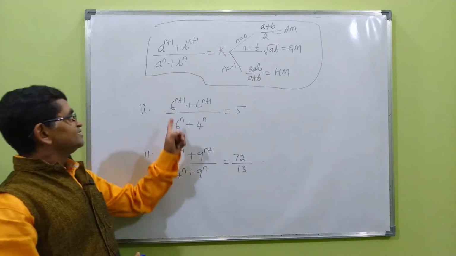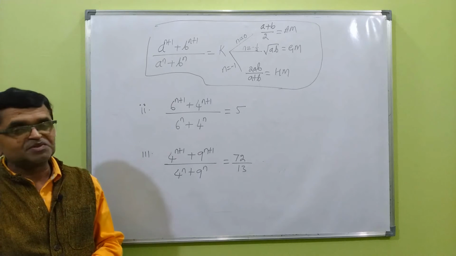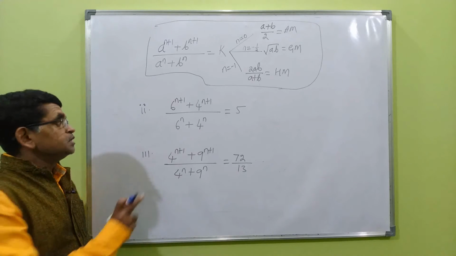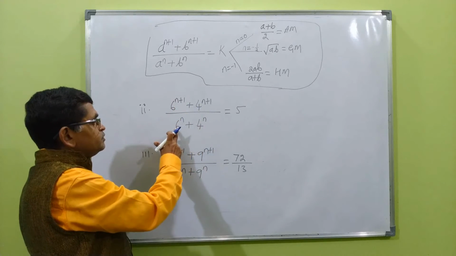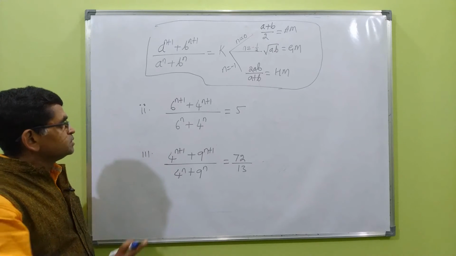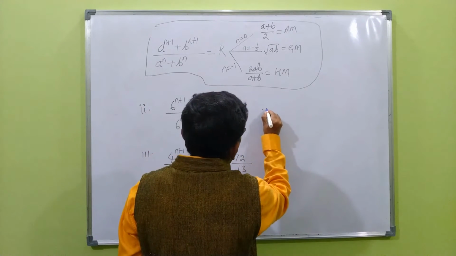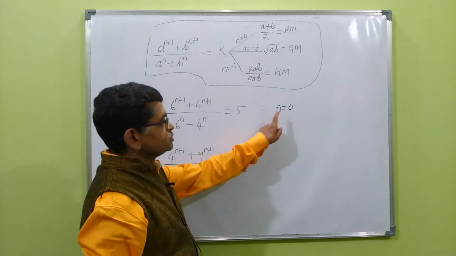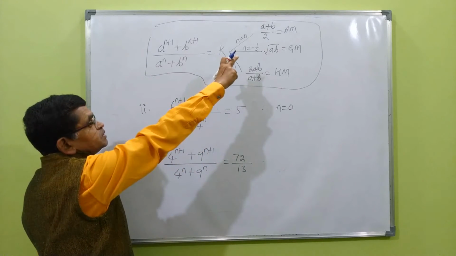See, 6 raised to n plus 1 plus 4 raised to n plus 1 divided by 6 raised to n plus 4 raised to n. See, if you put n is equal to 0, what happens? 6 plus 4 divided by 1 plus 1, 2, isn't it? So that means 10 by 2. Therefore n is equal to 0. At n is equal to 0, this satisfies. Okay, or the form is a plus b by 2.